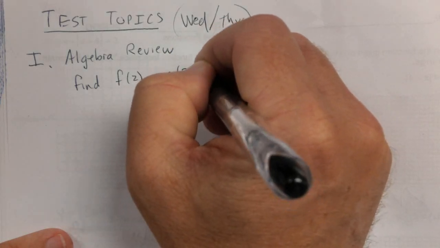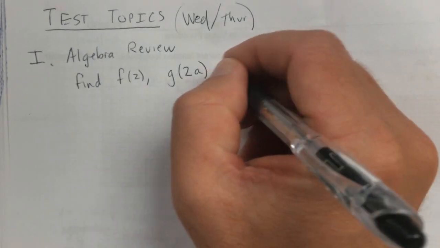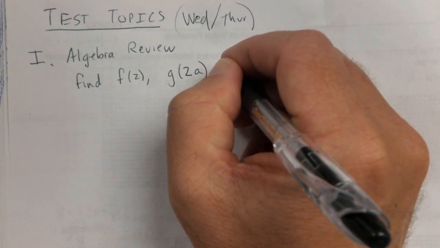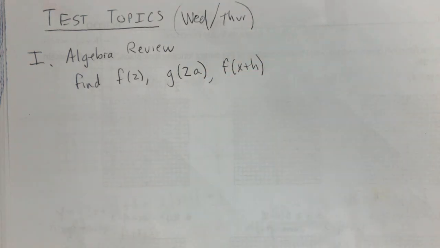Maybe g of 2a. But it's the same process. Your answer is going to look a little different because you're plugging in 2a instead of just 2. Or f of x plus h. Again, same process, weirder answer, but you're still going to just plug in x plus h wherever there's an x in that function.